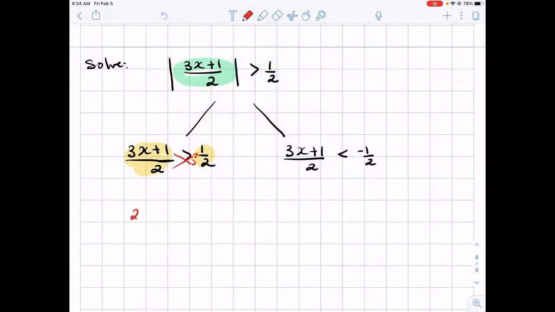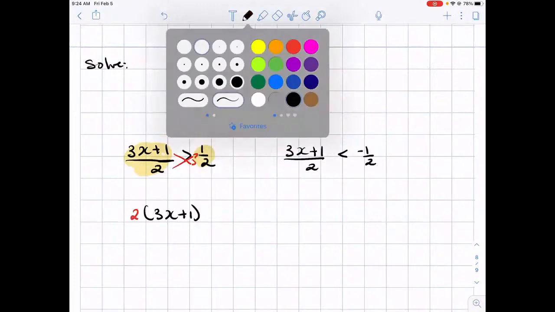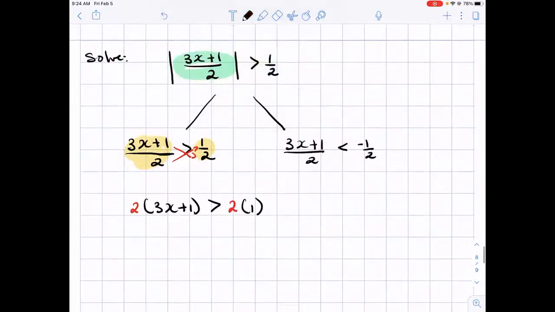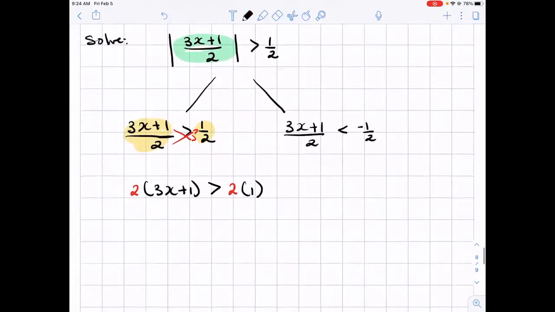What does that mean? 2 times (3x plus 1) greater than 2 times 1. And you'll do the same thing on the other side. So that's an option.